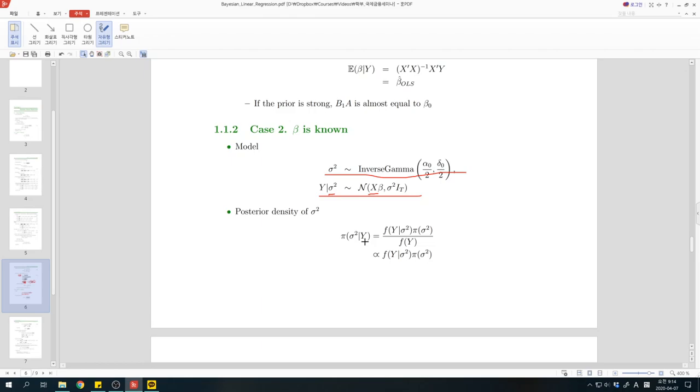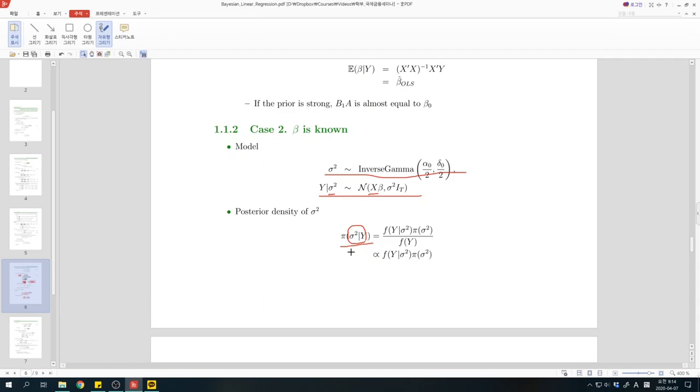Our job is to estimate the posterior distribution of sigma square. To do this, as always, we compute its posterior density to see what kind of density function it has. And just in case its density function is standard, that means it's a density function that can be found in any statistics textbook, then we are done.